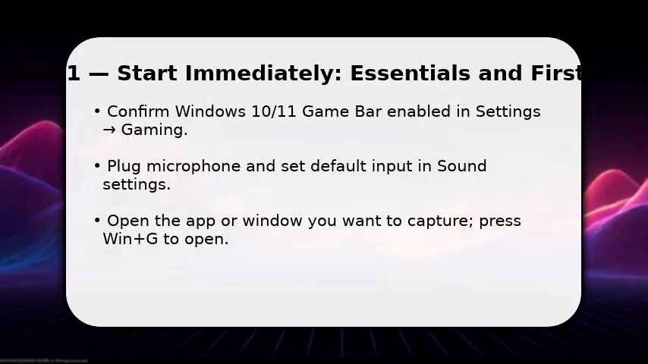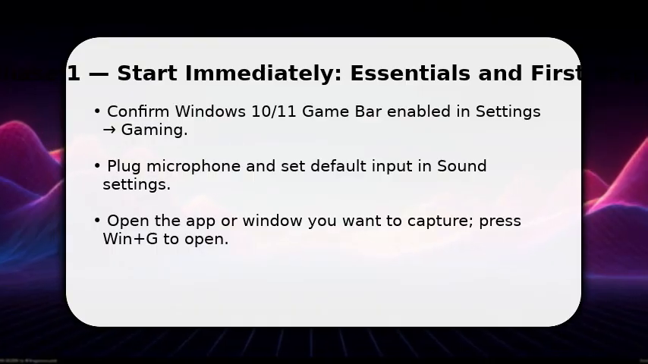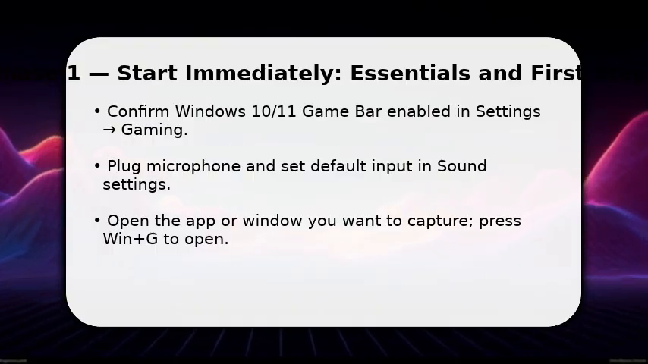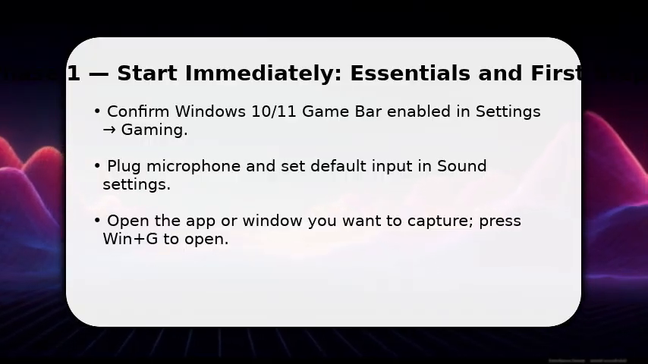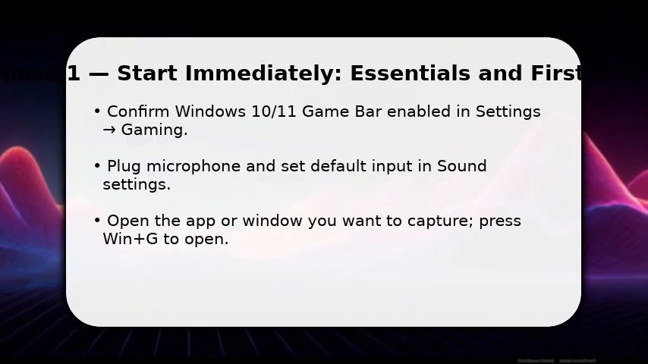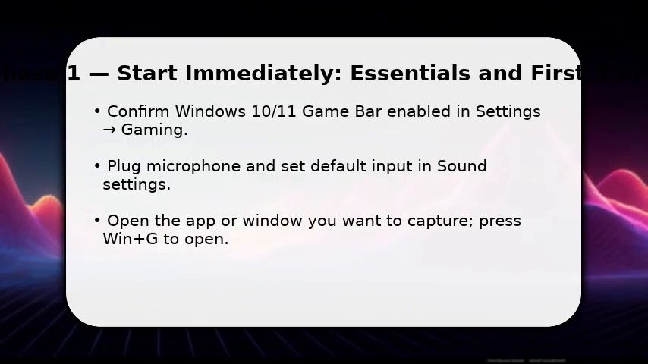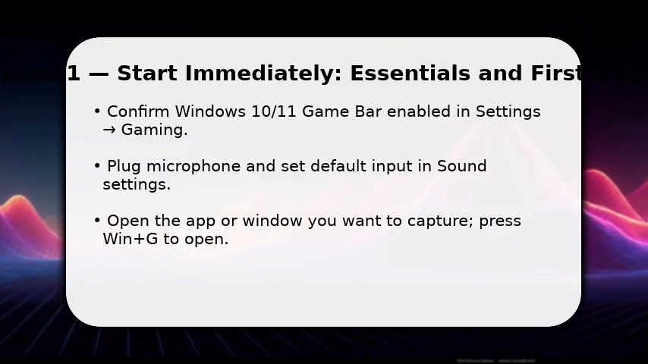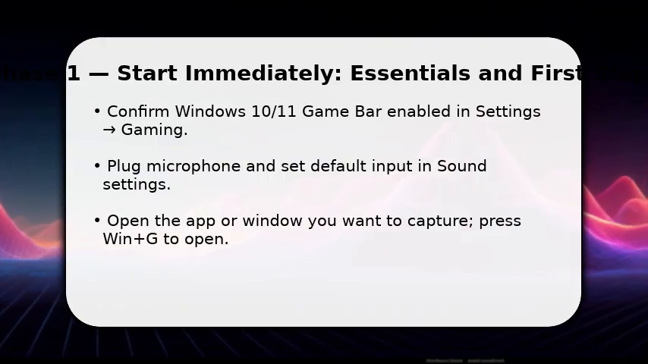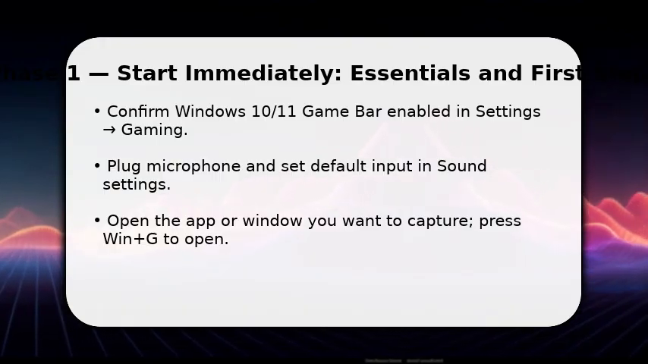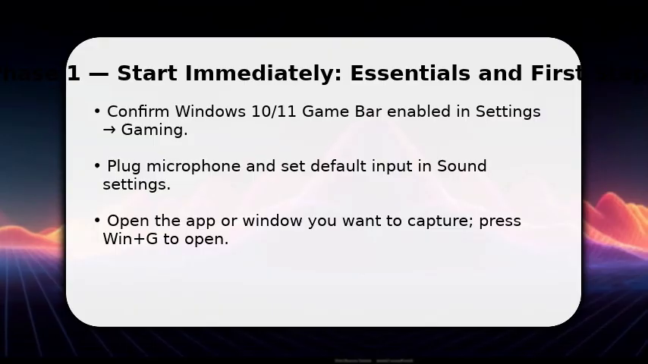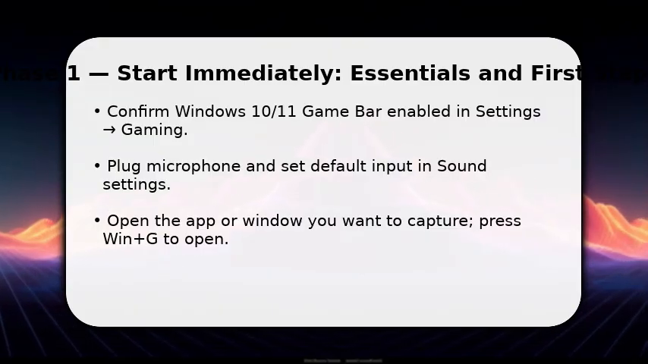You begin by launching the app you want to capture, then press Win+G to open Game Bar. You must enable Game Bar in Settings > Gaming if it's off, otherwise the overlay won't appear. Once open, check the capture widget and microphone icon. Make sure your mic is armed if you'll narrate. You're ready to hit the record button or use the Win+Alt+R hotkey to start recording immediately. This avoids extra clicks and keeps your workflow moving.